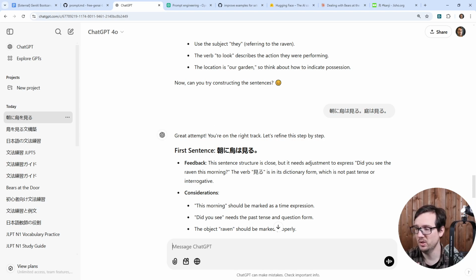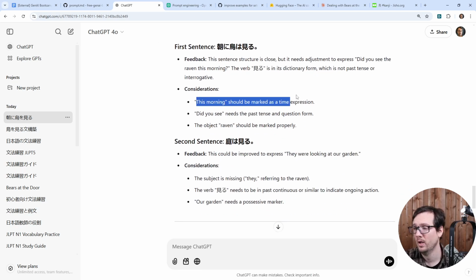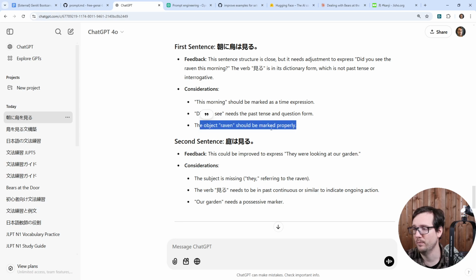To express, did you see the raven this morning? The verb miru is in the dictionary form, which is not the past tense. We know that's for sure. This morning should be marked as a time expression. It needs the past tense as a question. The object raven should be marked properly. So it's treating the raven as an object, but it's a living thing.